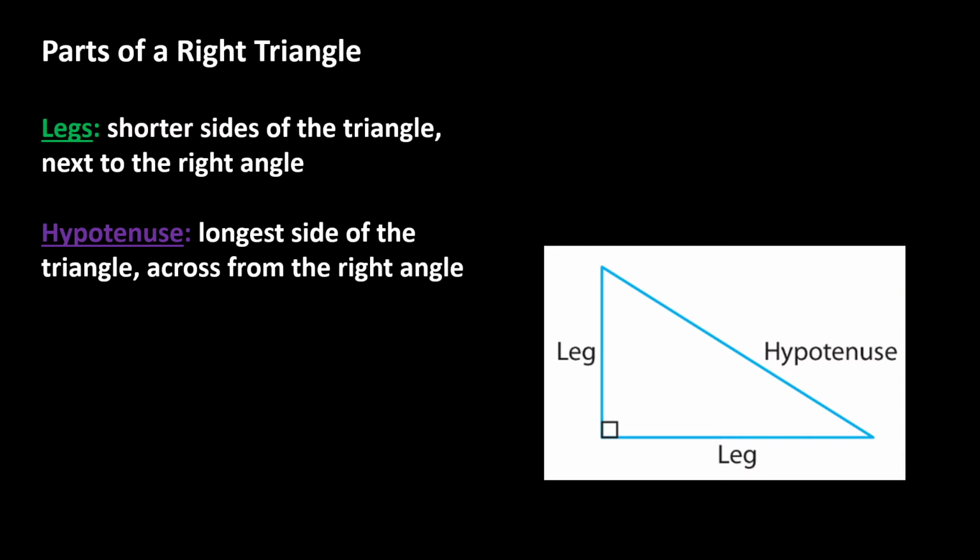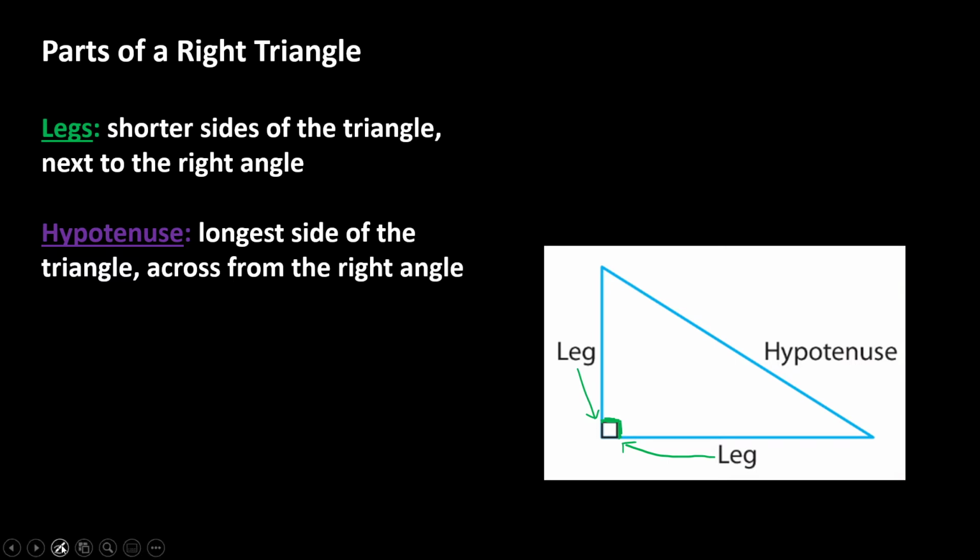So getting into the parts of a right triangle. Every right triangle, first of all, has a right angle, and you can tell based on the square at the 90-degree angle. The legs of a right triangle are the shorter sides of the triangle, and they are directly next to the right angle. Notice how this leg here is right next to the right angle, and this leg here. They are also the shorter sides of the triangle. They will always be shorter in a right triangle.